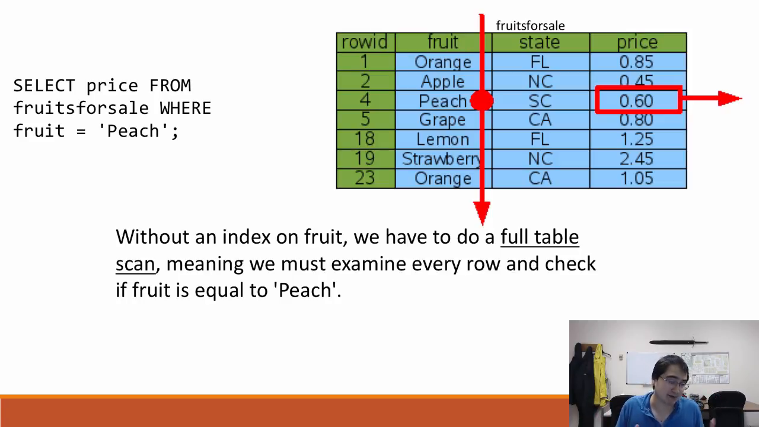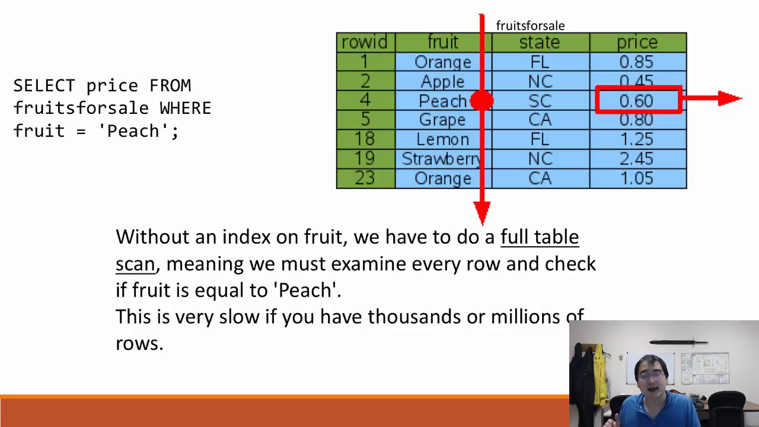Well, without an index, and this is again by default, we have to do what's called a full table scan. We have to go through every row in the table and check, are you a peach? Are you a peach? Yes, you're a peach. Report your price. Now keep going. Are you a peach? All the way to the end. And there's no way to do it any faster because you don't know which rows are peaches until you check each one. And so this is really slow if you have a huge table.